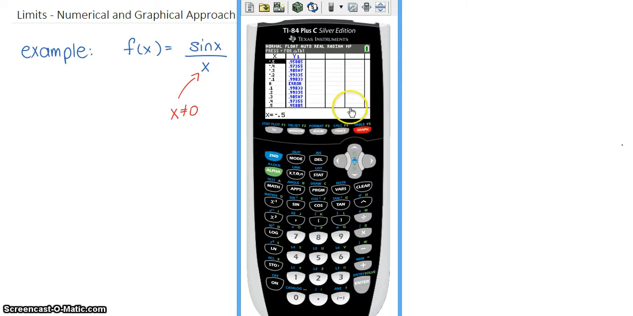Now this should make sense, because as we go from negative 0.5 all the way up to 0, we are getting closer and closer to what seems like 1, but we have an error when we divide by 0. Also, when we go from the positive side, 0.5, all the way down to 0.1, we also are getting closer and closer to 1, but we are also getting that error.